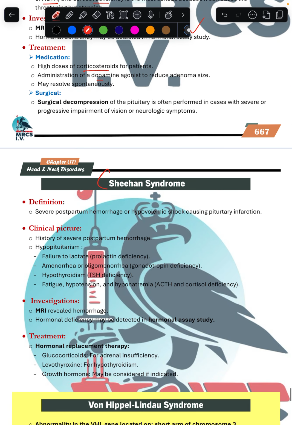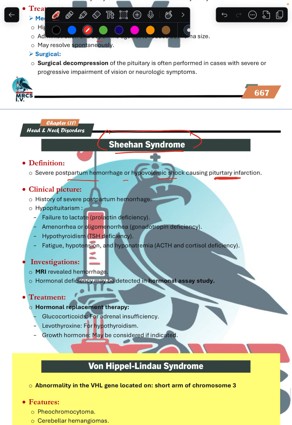What about Sheehan syndrome? Where does it occur? This is severe postpartum hemorrhage with hypovolemic shock causing pituitary infarction. Suddenly the pituitary gland has a low supply of blood, leading to Sheehan syndrome. Remember, it is from Sheehan, meaning blood lost in the postpartum.